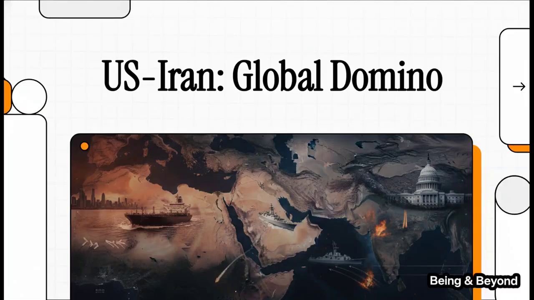Welcome to this explainer. Today, we're confronting a conflict that is, quite frankly, reshaping the very ground we walk on. You see, what begins as a localized standoff in the Middle East rarely ever stays there. We are unpacking the escalating tensions between the United States and Iran, but more importantly, we're looking at the devastating global domino effect this rivalry triggers across the entire planet. This is an exploration of how regional geopolitics instantly transforms into a global crisis.